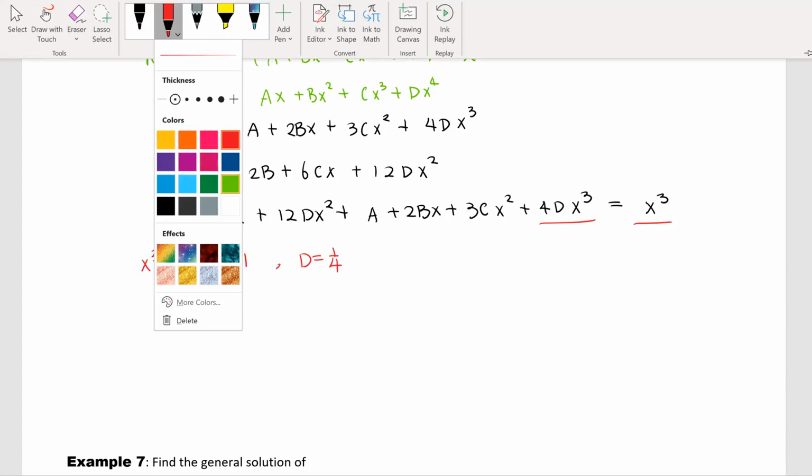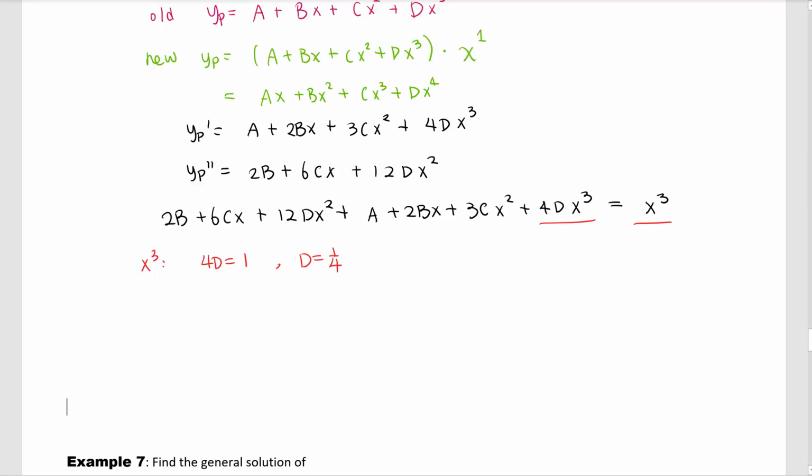Next, what color do you like? Blue. X squared. We have 12d and 3c, but there is no x squared on the right. So we know d, so 3c is negative 12d, and 12 divided by 4 is 3. So c is -1. So far, so good, everybody?